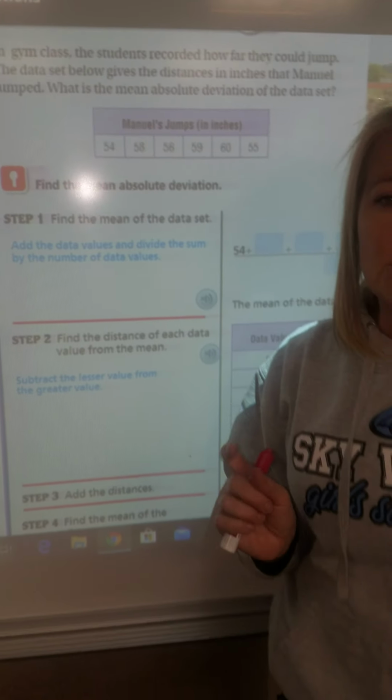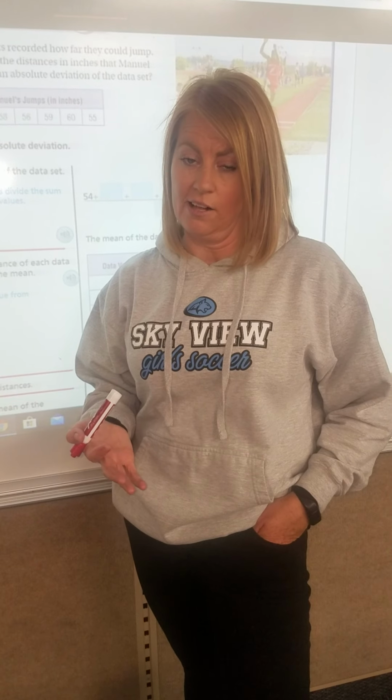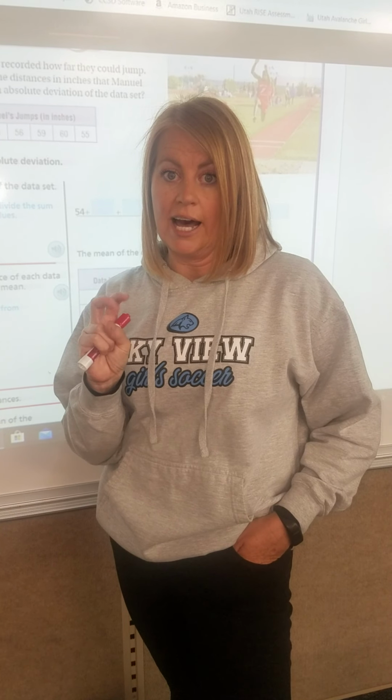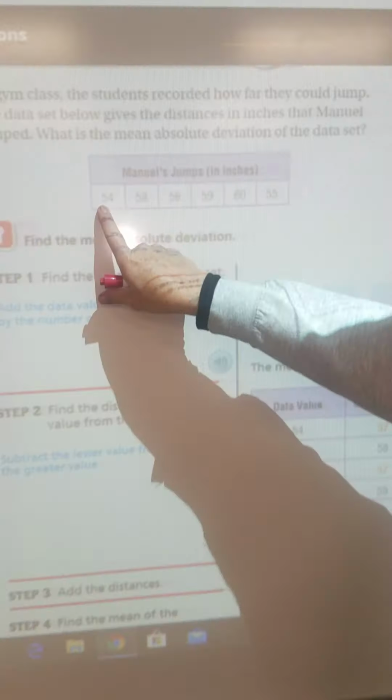Now, as you were working yesterday, boys and girls, with mean absolute deviation, it told you the mean and you didn't have to find it yourself. So that's the only thing different that we're doing today. Okay, so today we're going to find the mean, then we're going to figure out how far each value is from the mean, and then find the mean again. So it's not hard, just takes a few steps. Okay, so here's the jumps in our data set.